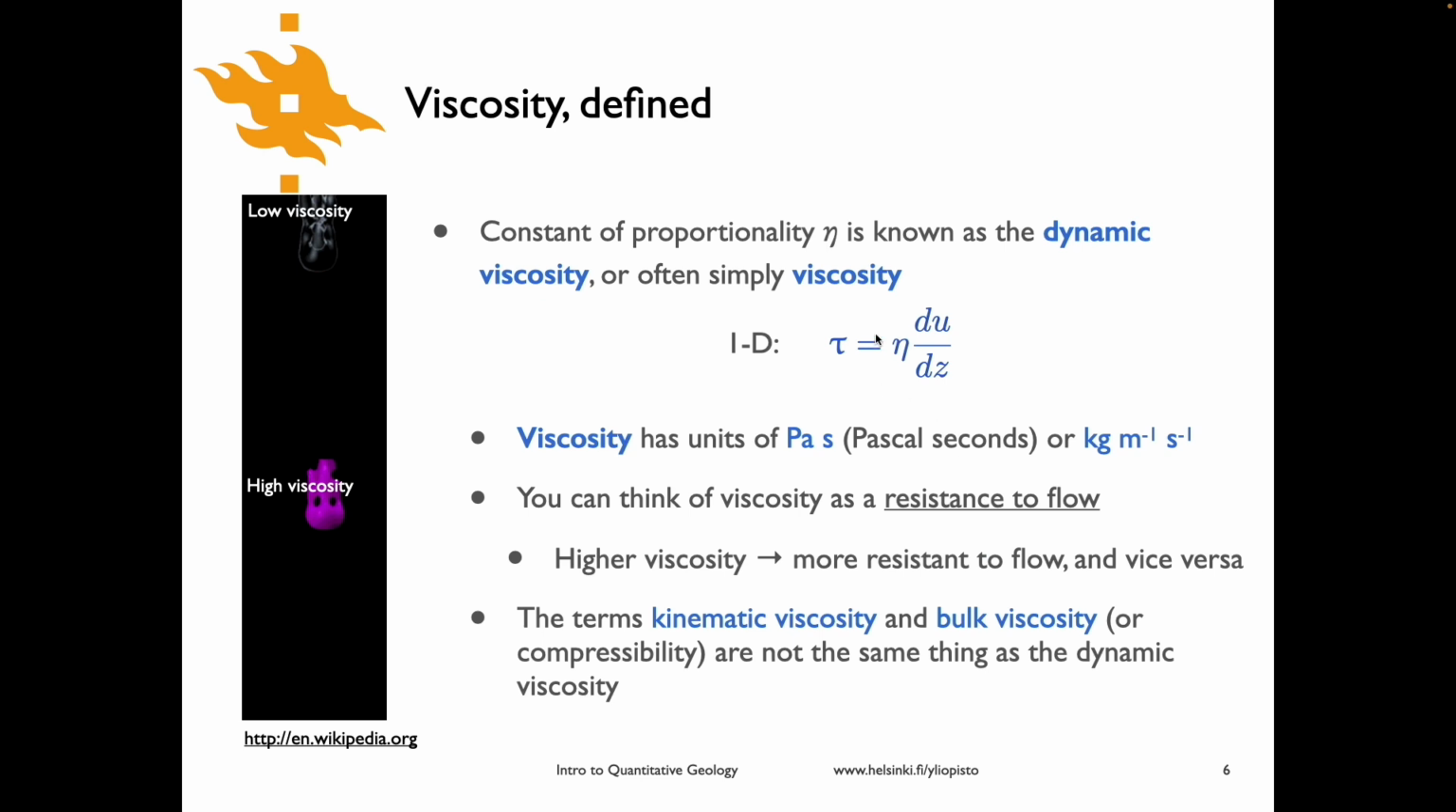Now, the proportionality constant that allows us to go from saying things are proportional between stress and the velocity gradient to being equal to some term times the velocity gradient is called the dynamic viscosity, which is most often just referred to as viscosity. The Greek letter eta is used, although there are several others that can be used for viscosity as well. I use eta. And in one dimension, we can say that the stress in the fluid is simply the viscosity times the velocity gradient.